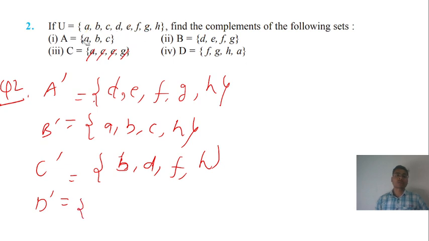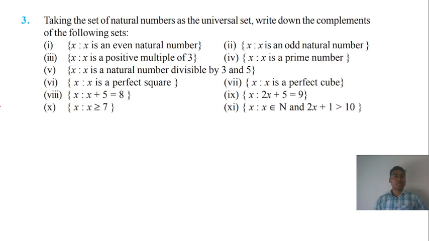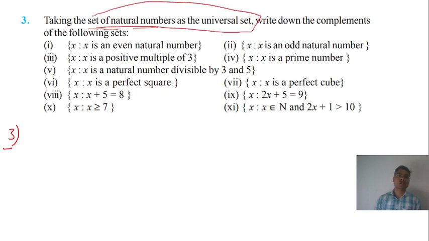Now coming to part number 4, they are saying F, G, H, A. So what is left here is B, C, D, E. So these are the 4 complements that they are asking us to find. Coming to question number 3: taking the universal set as the set of all natural numbers, write down the complement of the following sets.